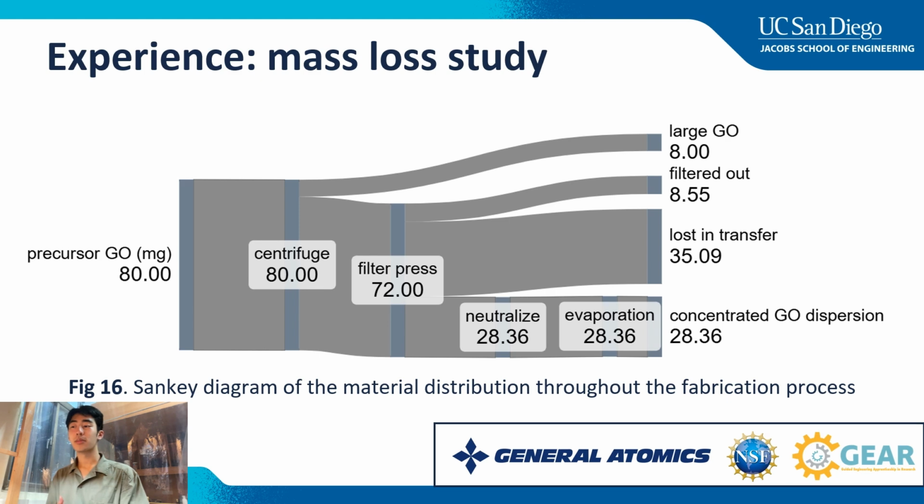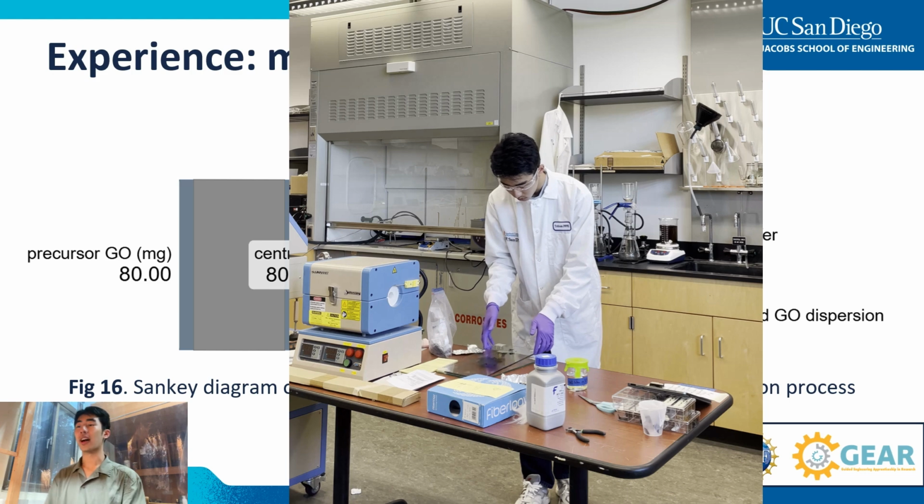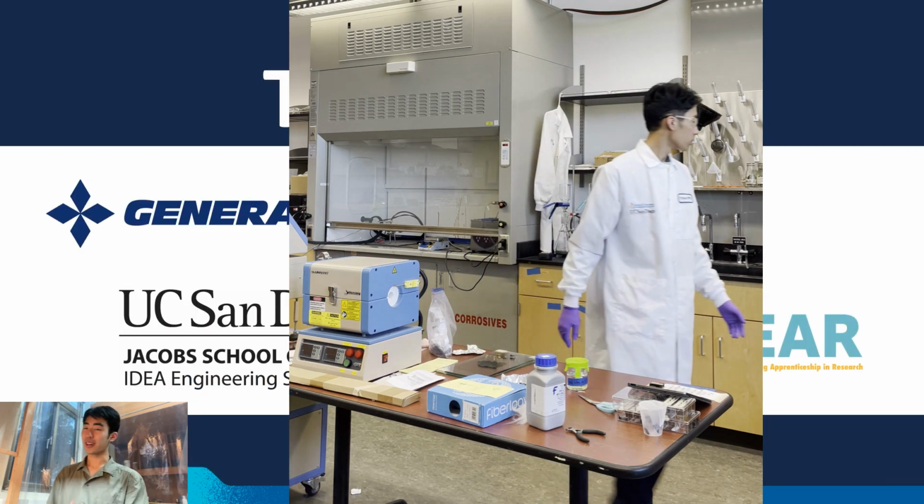I actually conducted my own mass loss study while fabricating these films, and starting with 80 milligrams of precursor material, I lost about 35 milligrams in transfer, so there were definitely some technique improvements to be made. But I am still extremely thankful that I was able to learn how to do them in the first place.